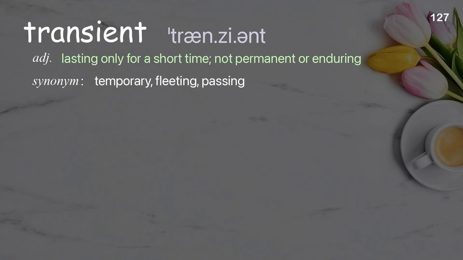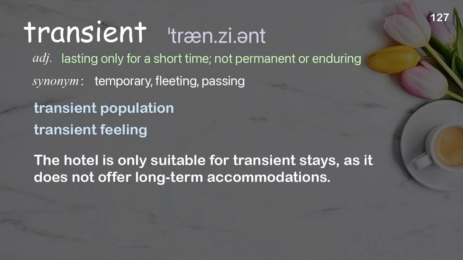Transient. Lasting only for a short time, not permanent or enduring. Examples: transient population, transient feeling. The hotel is only suitable for transient stays, as it does not offer long-term accommodations.